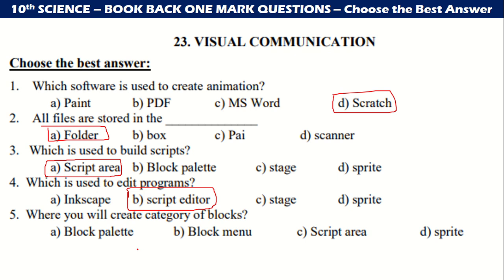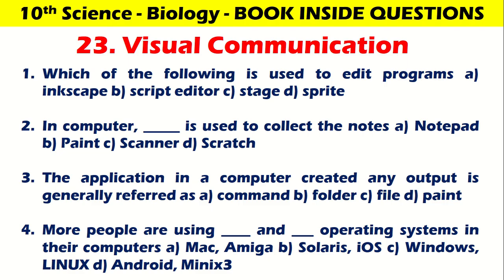Where will you create category of blocks? Block menu. Block menu will be used to create the category. Then goes to the additional question, that is the book inside question: which of the following is used to edit programs? Script editor. In a computer, Notepad is used to collect the notes. Then the output created by an application in a computer is generally referred to as a file.